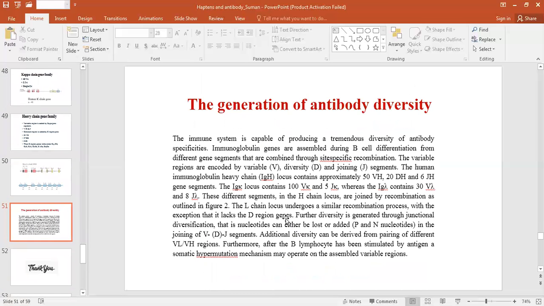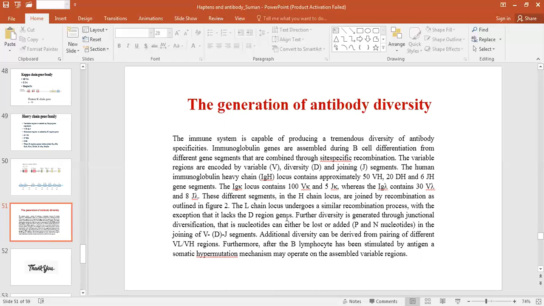So if we want to sum up, we can say that the immune system is capable of producing a tremendous diversity of antibody specificities, and the IgG genes are assembled during B cell differentiation from different gene segments that are combined through site-specific recombination. The variable regions are encoded by the variable, diversity and joining segments, and the human immunoglobulin heavy chain locus contains approximately 50 VH, 20 DH, and 6 JH immunoglobulin gene segments. The IgG kappa locus contains 40 VK and 5 JK, whereas the IgG lambda contains 30 V lambda and 4 J lambda.